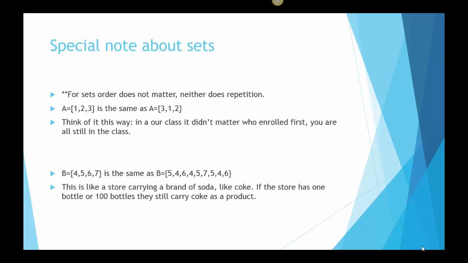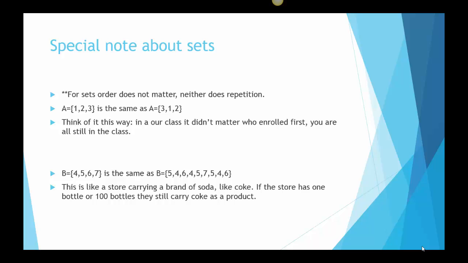Again, special notes about sets. For sets, order doesn't matter. So if I write A is 1, 2, 3, it's the same as A is 3, 1, 2. Think of it this way. In our class, we have a list of everyone that's enrolled, but I have no idea who enrolled first or who enrolled last. It just matters that you're in this class. How you got here doesn't matter. It just matters that you belong to this set.